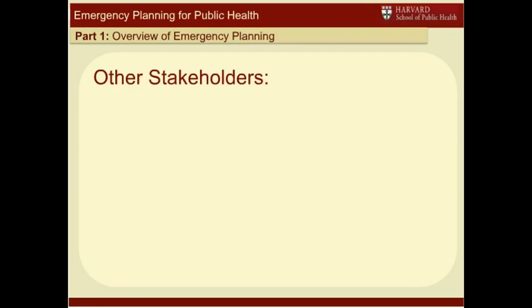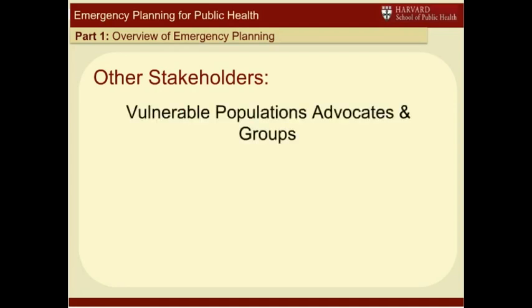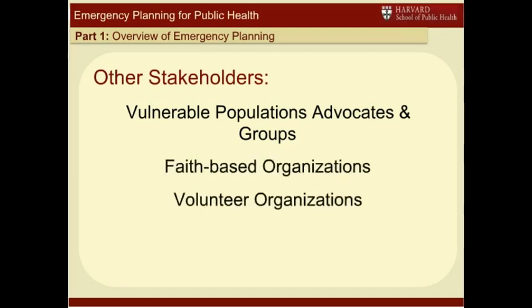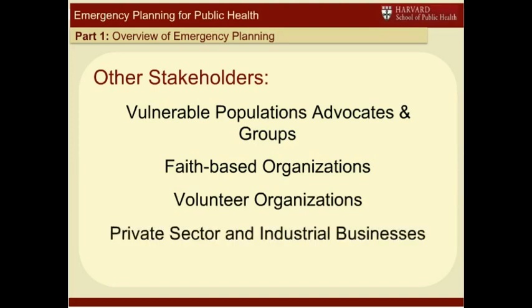Some populations may be more severely impacted by a disaster. For example, the elderly or physically challenged may be more vulnerable. Also, consider the following as planning team members: faith-based organizations, volunteer organizations, and private businesses. Each of these groups may be able to provide resources, volunteers, or supplies.